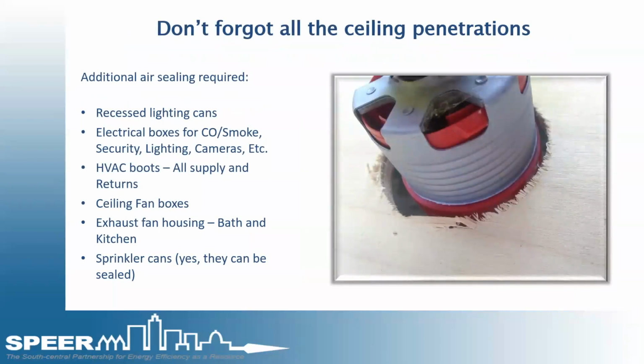And don't forget about all the ceiling penetrations. When you have an unconditioned attic or a vented attic, the ceiling sheetrock is the envelope's air barrier. All penetrations through the ceiling must be sealed. Most of these that are listed can be sealed with polyseal or caulking, but sprinklers should also be sealed per the manufacturer's instructions. I know this is a bit controversial.